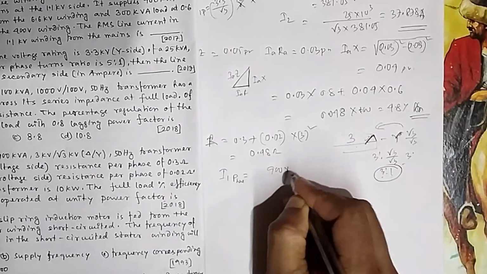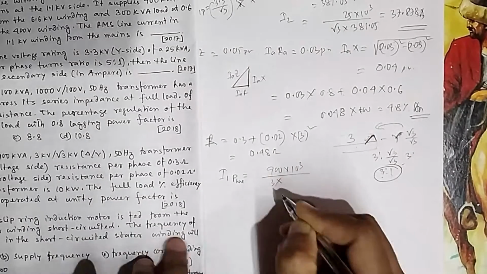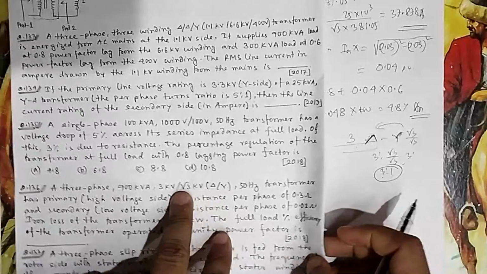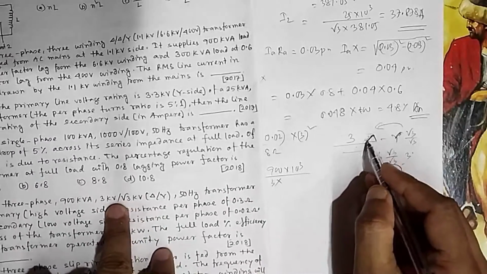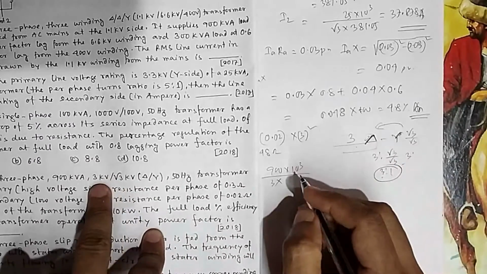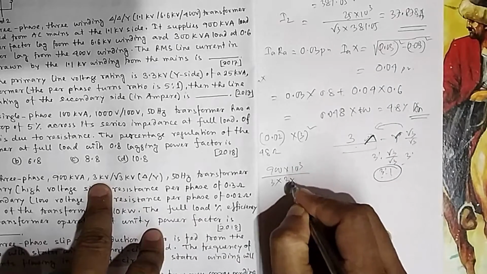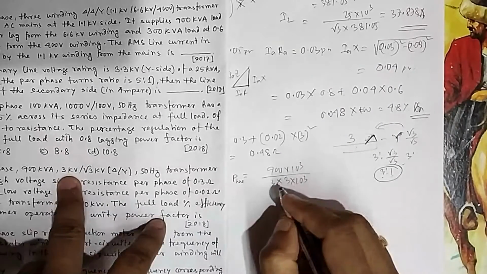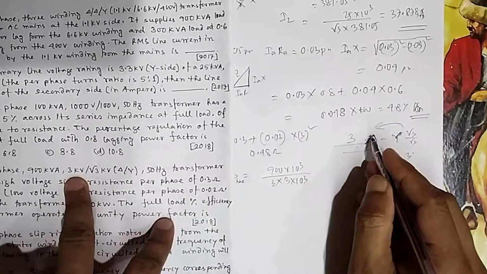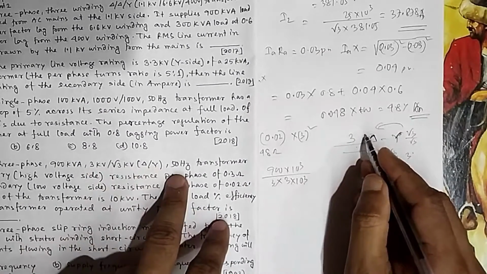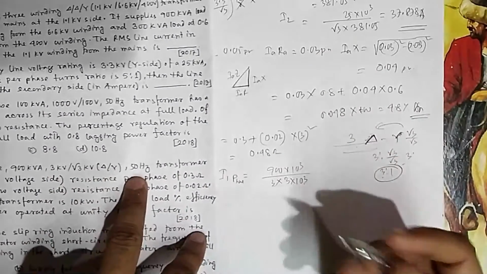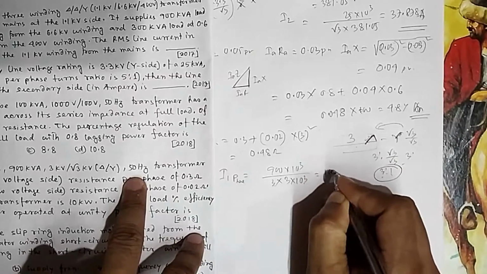So it will be 900 into 10 to the power 3 divided by 3 VP/IP. So for the delta side, whatever VP, that is VL is VP. So it is 3 kV, so it is 3 into 10 to the power 3. So what I am using is 3 VP/IP. So VP is here, 3 kV is VL, which is VP also because it is delta. So if you do this one, it will be 100.